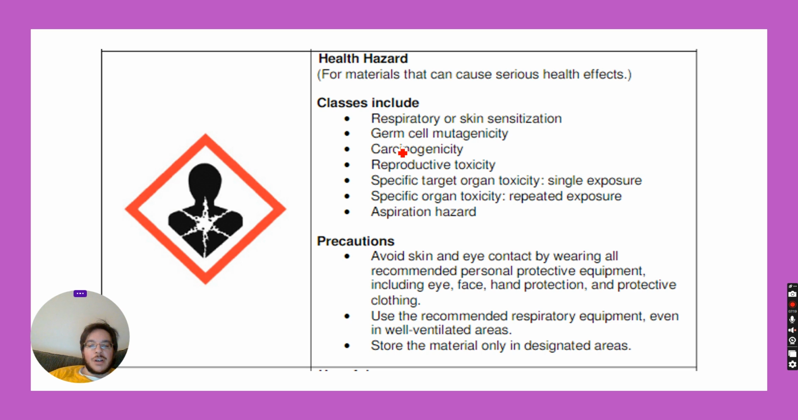It includes any material that can cause cancer, mess up your DNA, destroy your liver or some other organ, either through one exposure or multiple exposures, cause irritation or damage to your lungs or skin or reproductive organs, or an aspiration hazard. So in this case, we again want to avoid contact with eyes and skin and wear necessary PPE and the respirator.